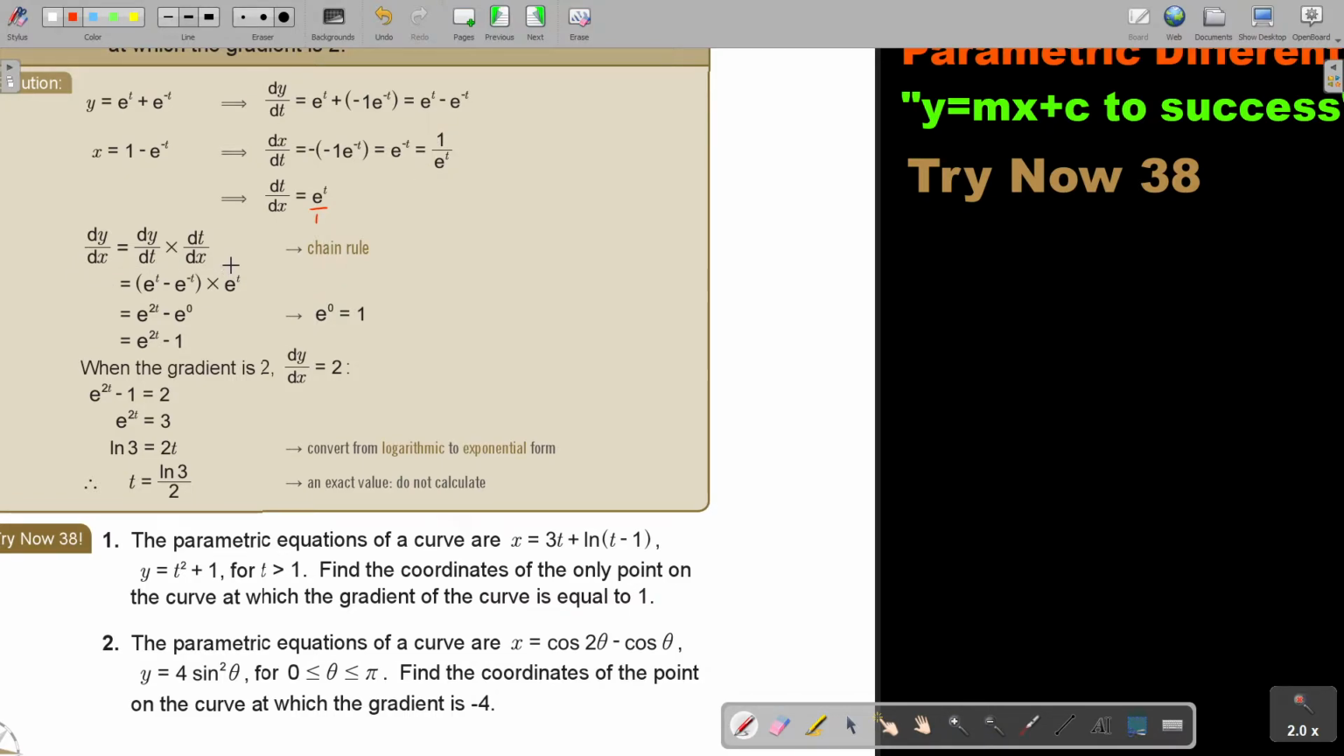Okay, and then I'm going to multiply. So I multiply this 2 and I get this. Negative t plus t, that's why it's 0, and that becomes 1. Don't forget that one. So when the gradient is 2, I put this dy over dx equals 2, so I put this equals to 2. If I take it over, that is 3.